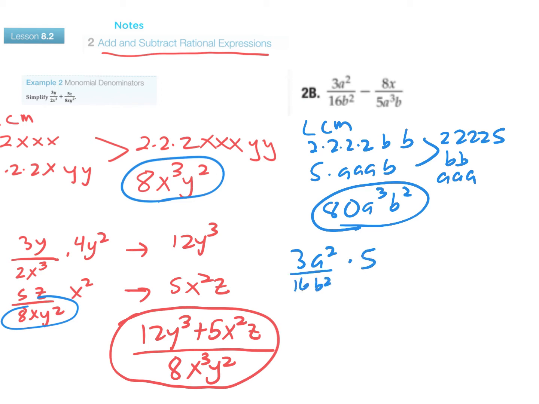So I'm missing the 5. I'm missing a cubed, so I'm going to multiply by a cubed. So I'm going to get that answer, which will be 15a to the 5th power.